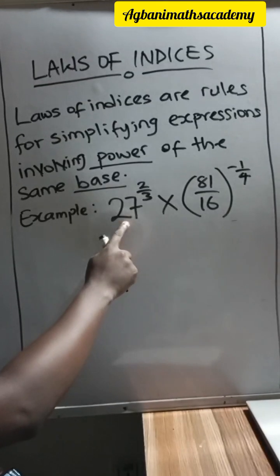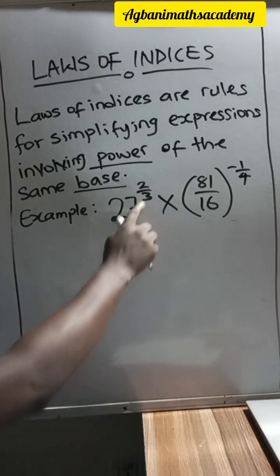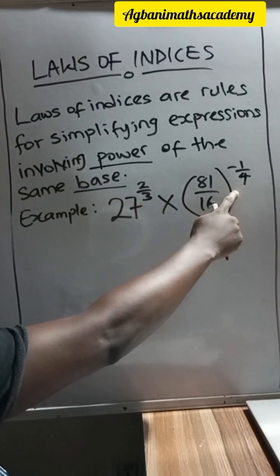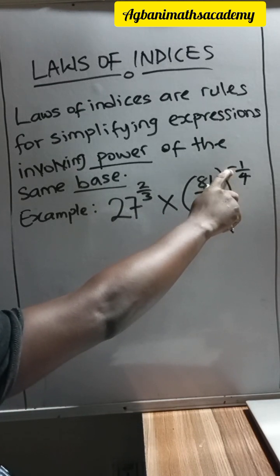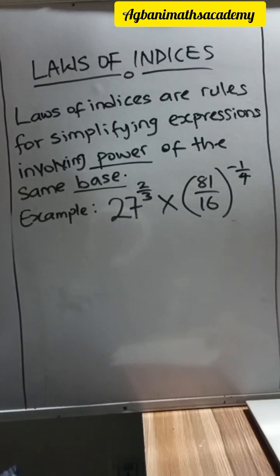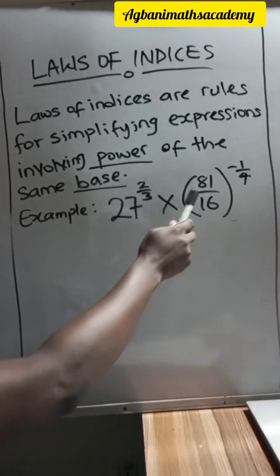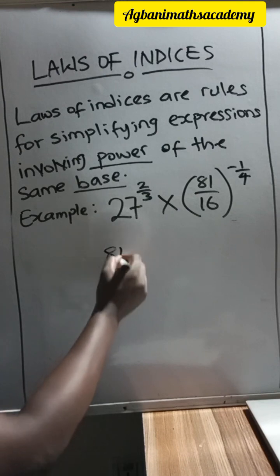So this can be rearranged using the law of fractional power. But before we apply the law of fractional power here, we are going to apply the law of negative power over here. So let's start with this. The law of negative power states that if you want to remove the minus sign in the power, all you need to do is write the inverse of the base.